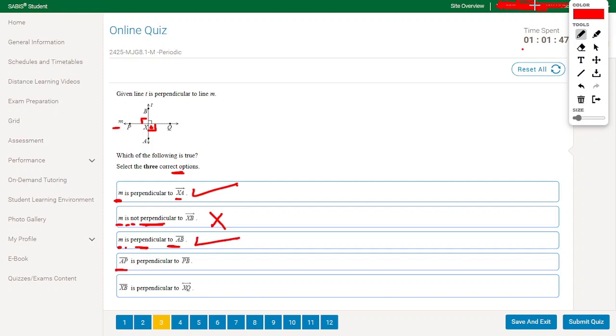AB, this is AB, is perpendicular to BB. This is not the right answer. And XB, this is XB, is perpendicular to XQ. Yes, there is a 90 degree angle between them. So yes, this is the right answer.